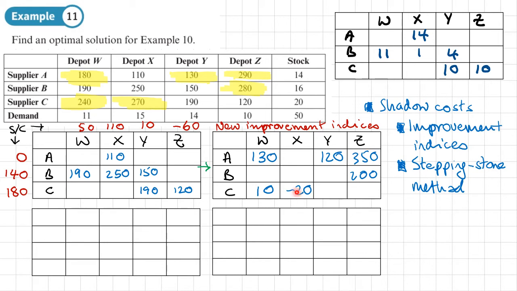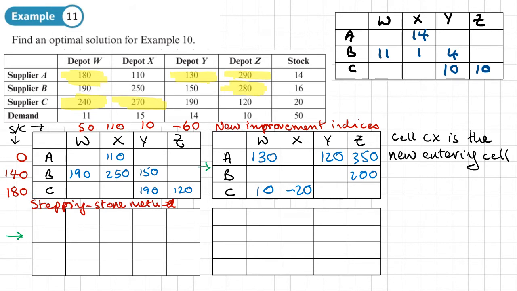Now we know that the most negative cell gives us what we call the entering cell. So that's the negative 20, which is going to be our new entering cell. So we'll write that down as part of our working. And then the next step is to use our stepping stone method. So we copy down our last table from the last iteration. We copy down here, and our new entering cell is CX.